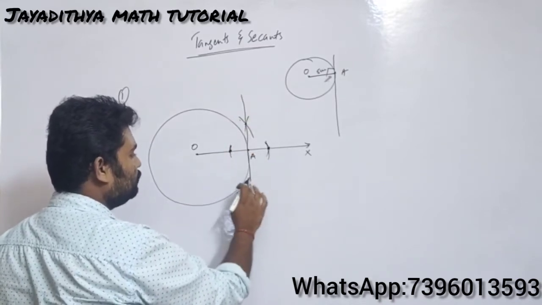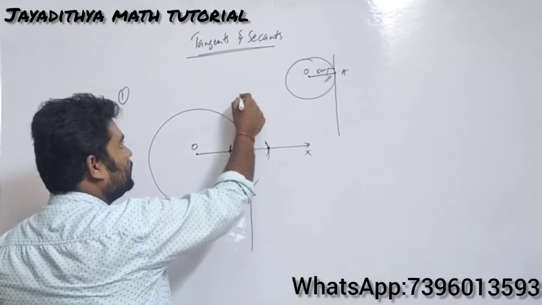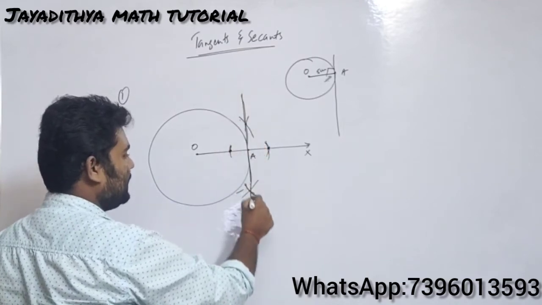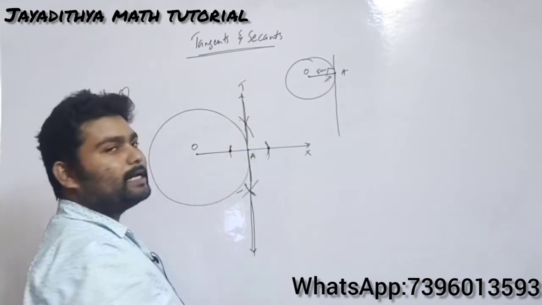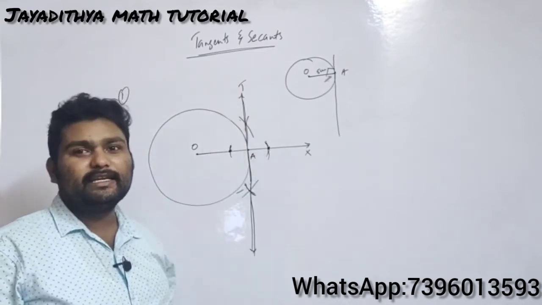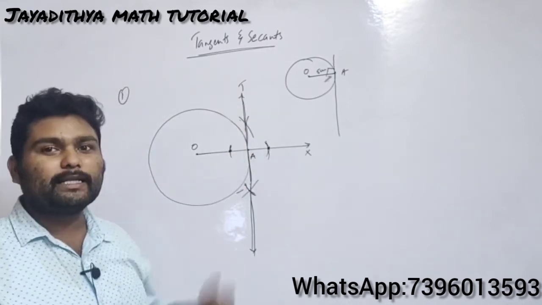Okay, now you need to join those 2 points. If you join those 2 points, you will get a tangent. Clear? Mention this as some T, and you can write there as the line T is the required tangent for the circle. So what are the steps we have done here?